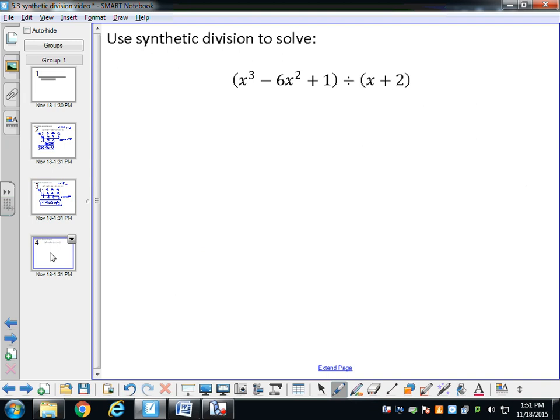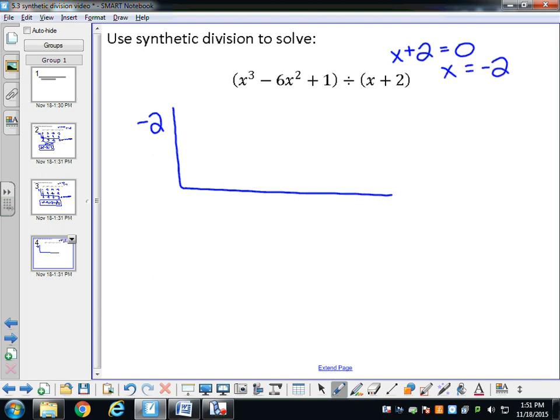And the last example. Draw your L again. It's going to be a -2 outside of my L because x plus 2 equals 0. So x equals -2. Now, when I write down my coefficients, I have to remember to write in the term of 0 because I have a 1 for a cubic, -2 for a square, 0 for my linear term, and then 1 for my constant term.